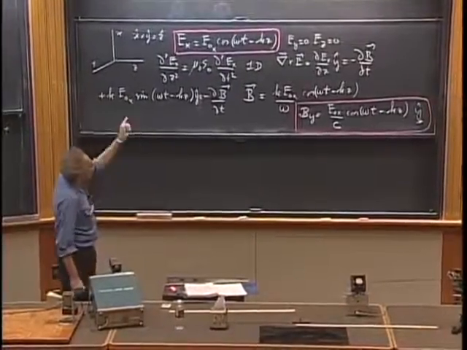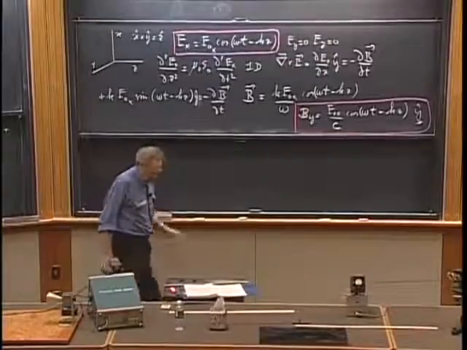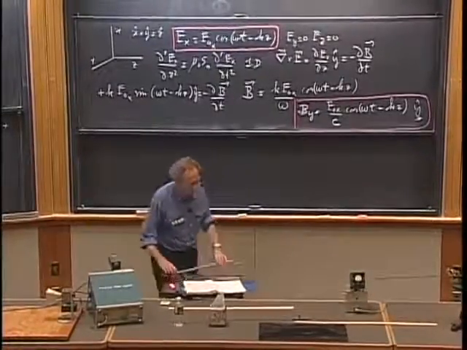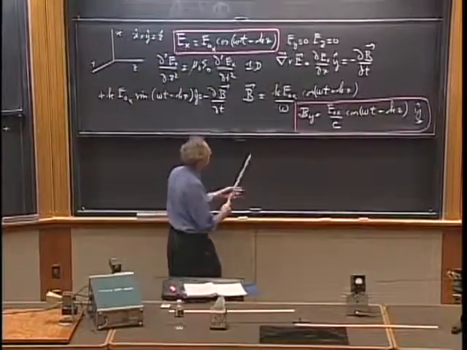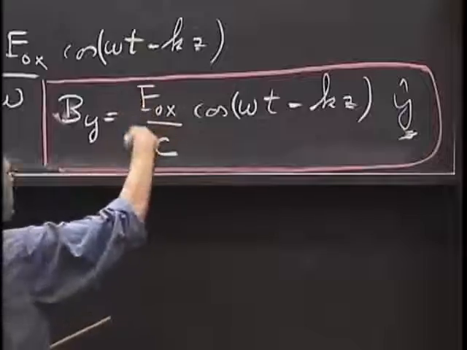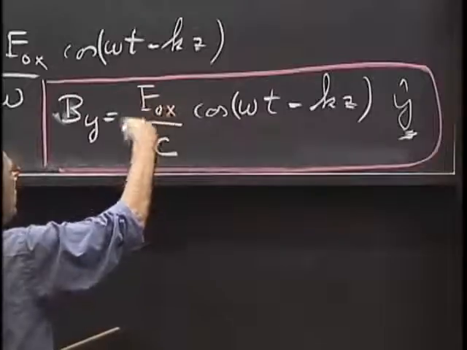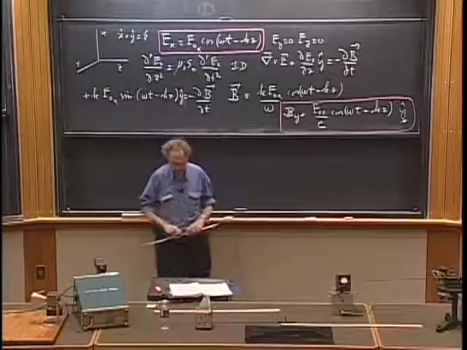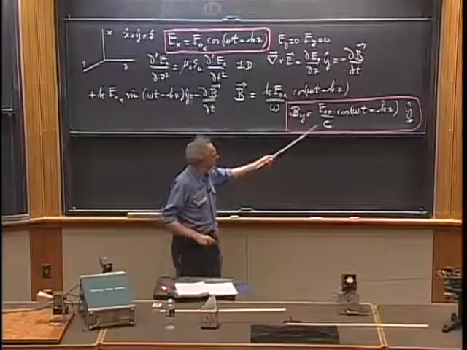So if we compare the two now, you see several things which holds in general. And that is, you see that the magnitude of the B field, you can call this B0y, is c times lower than the magnitude of the E field. You see the c here.